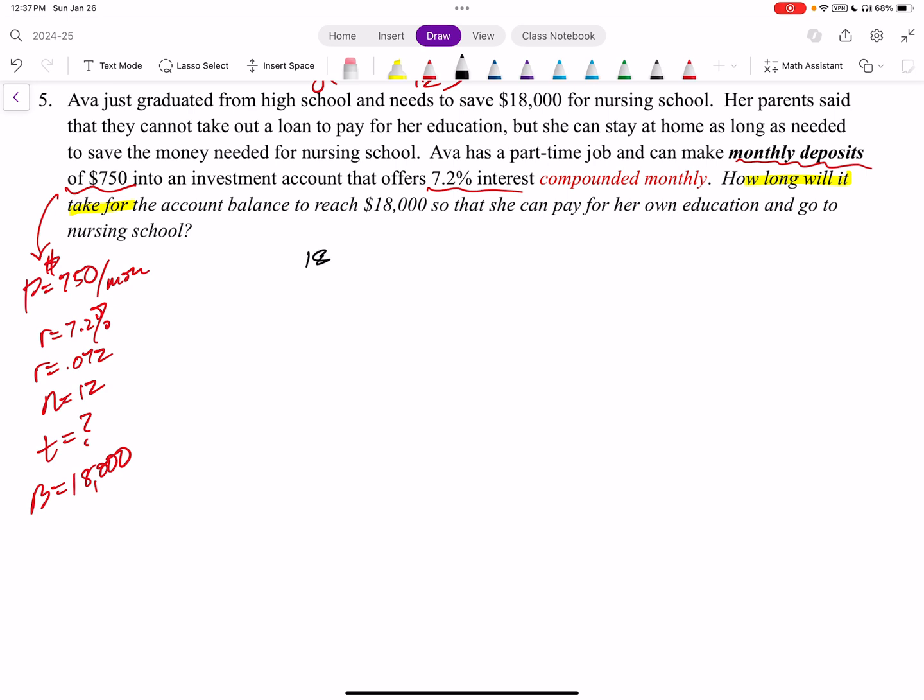Let's start off with, we need 18,000 in the long run. And Ava can deposit or save 750 per month. So it's going to be 750 times 1 plus 0.072 divided by 12 because it's compounding monthly, and raise it to the 12t power minus 1. And then divide that by 0.072 divided by 12.